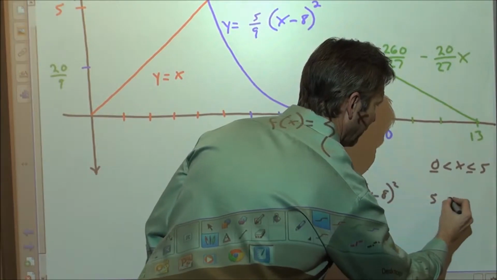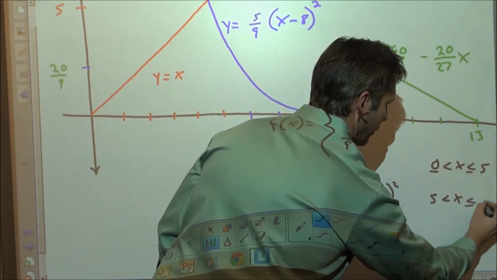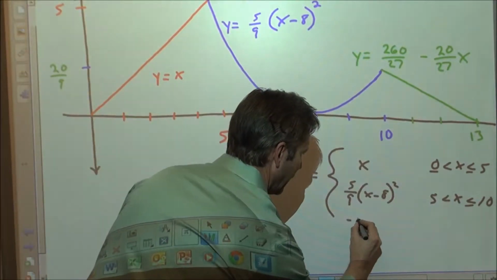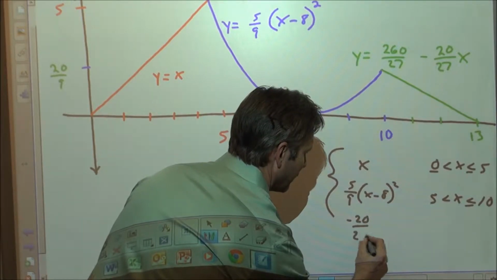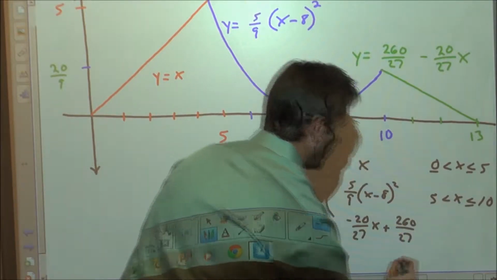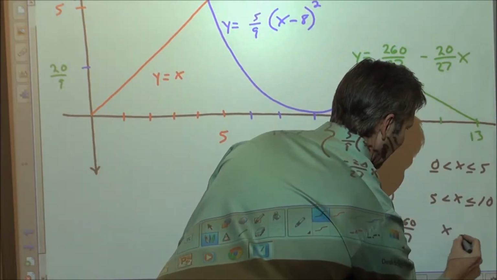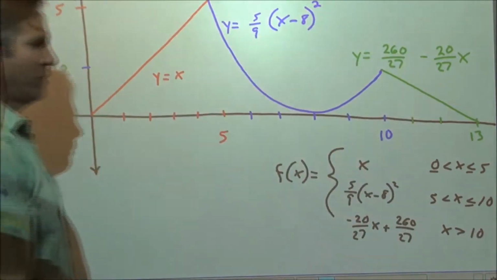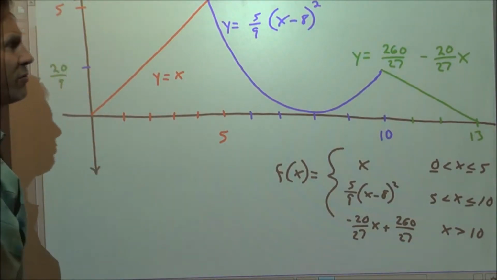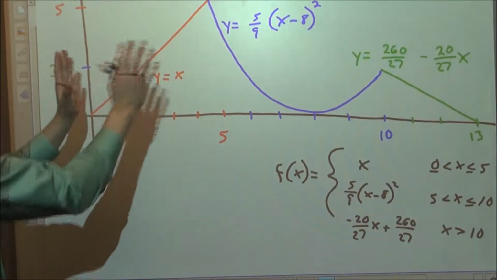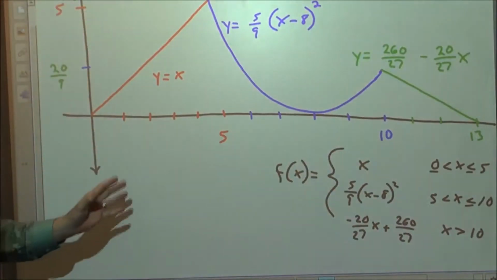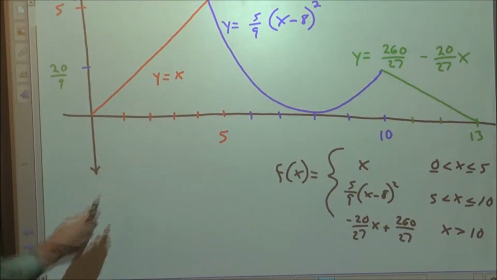So this would be for 5 less than x, less than or equal to 10 decimeters, and the last part would be this guy, and if we put it in mx plus b form, it would be this slope, and then plus 260/27, and this would be when x was greater than 10. So there it is. There's our piecewise function that models this little roller coaster we put together for our ants. So we can understand that a little bit. That's how a piecewise function works. We have different parts of the x-axis describing what portion of those functions we're going to use.